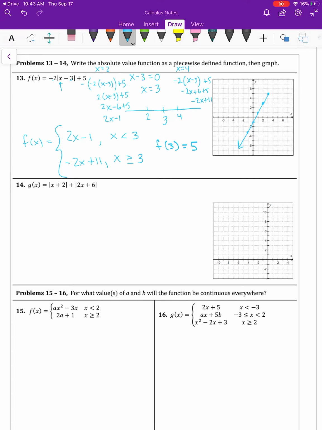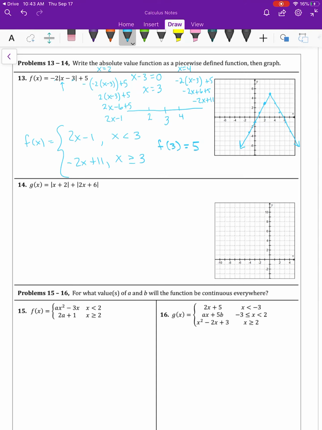And then -2, +1. -2, +1. That's my -2 slope. I went down 2 and right 1 to get that one. And this line is the line -2x plus 11, but we only care about this piece of it for everything greater than 3. And we have just graphed our function.